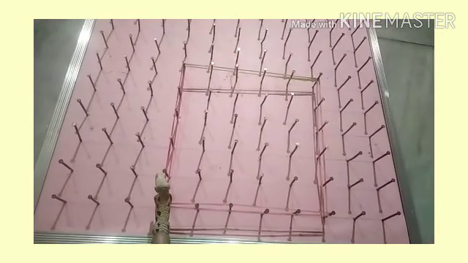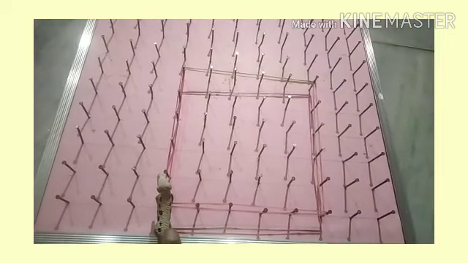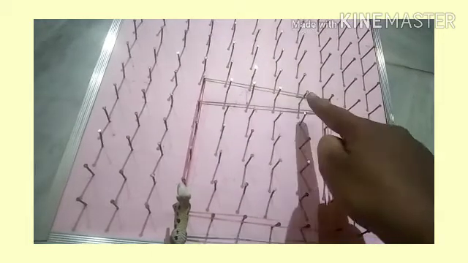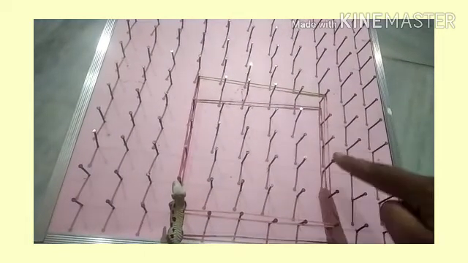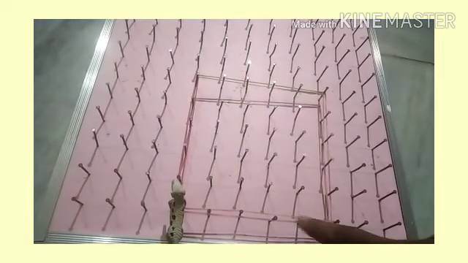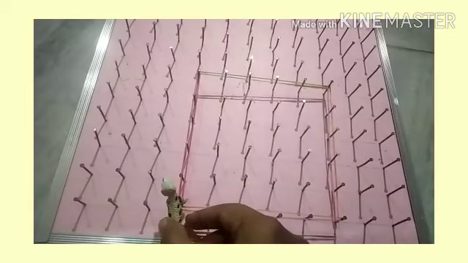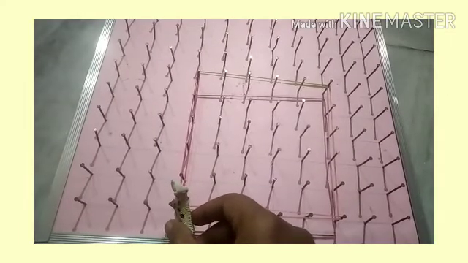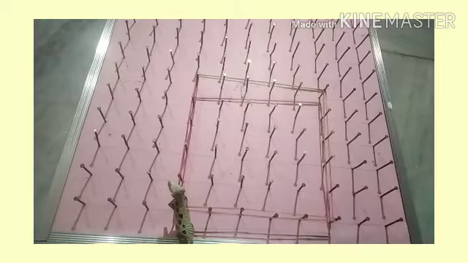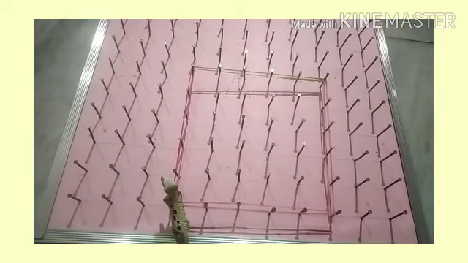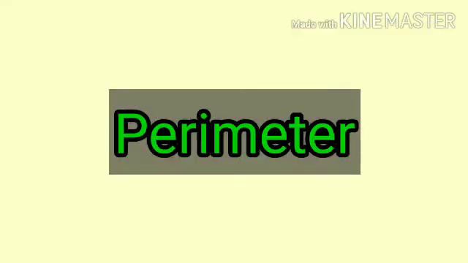Students, find the total length travelled by dog. Let's add 1, 2, 3, 4, 5, 6, 7, 8, 9, 10, 11, 12, 13, 14, 15, 16, 17, 18, 19 and 20. We get 20. Now we get the total length of all the sides. We call it perimeter.